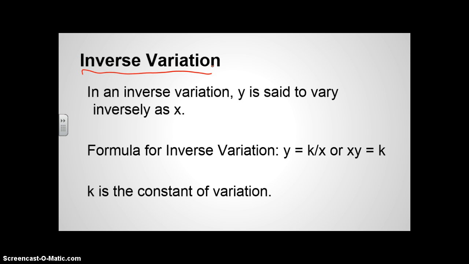And the definition of it is, in an inverse variation, y is said to vary inversely as x. And there's a formula that you use working with inverse variation. And the formula for this is y equals k over x. Since it didn't type out for me, it's actually k over x like this. So y equals k over x, or x times y equals k. And k is what we call the constant of variation.